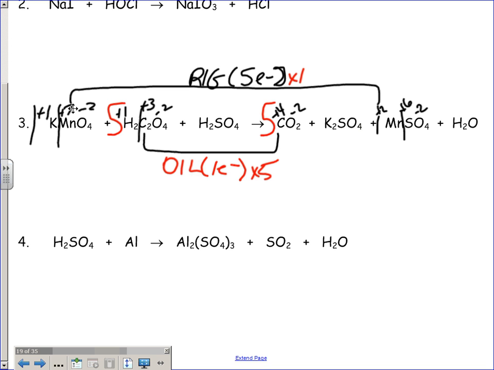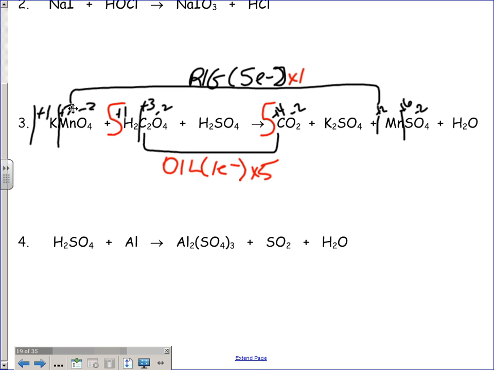How many electrons are transferred on the rig one? 5. Well, where are they transferred to? I'm sorry, let's go back the other way. How many are transferred on the oil one? 5. Well, where are they transferred to? The rig one. There's a net total of only 5 electrons transferred. It looks like there's 10 because you're talking about 2 different things, but they work together. So you transfer it from A to B, so from oil to rig. Okay, so there's 5 electrons transferred. Let's start to balance here.